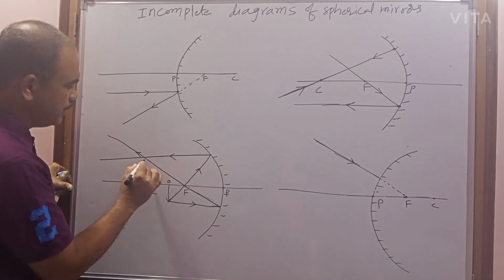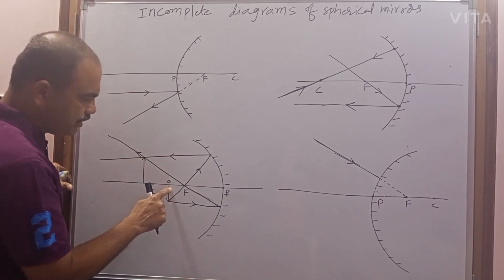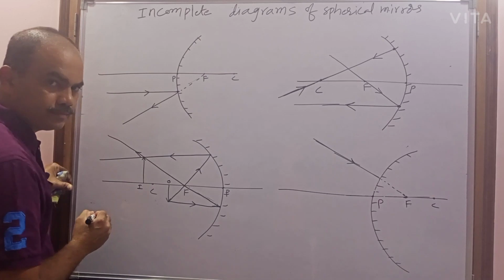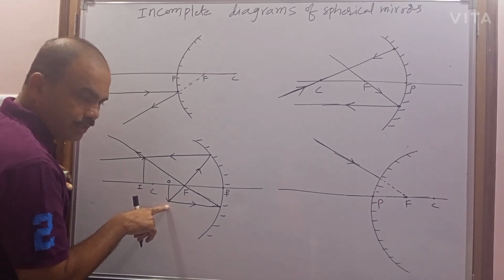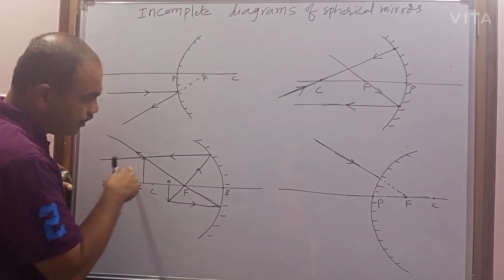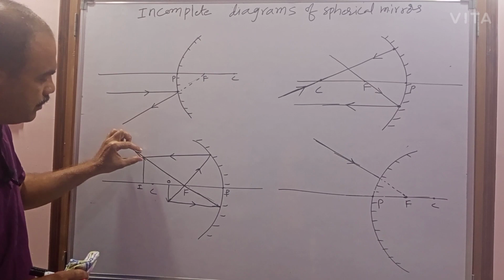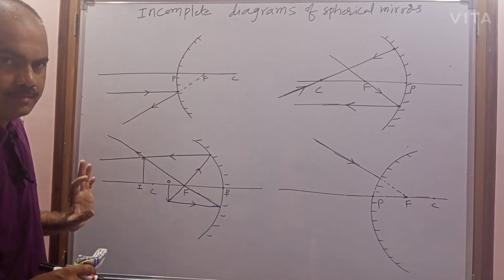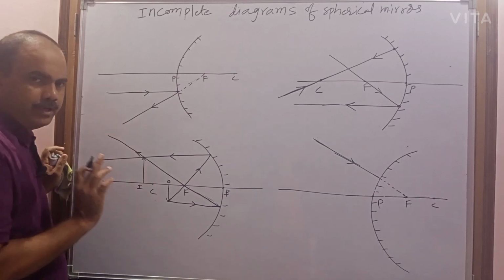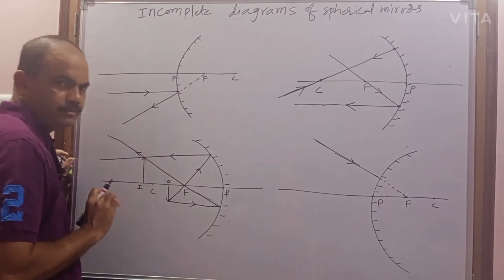So now where is the image formed? This is the image, if I treat this as the object. If I treat this as the image, this is the object. In that case you have to reverse the arrow mark, and you have to take the incident rays from the top of this object. So that's why, to complete this diagram, it is better to treat this as the object.